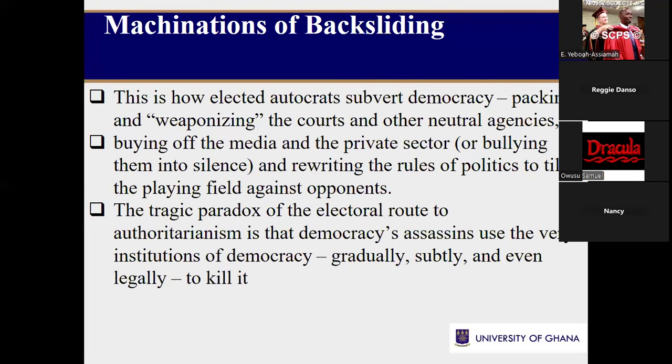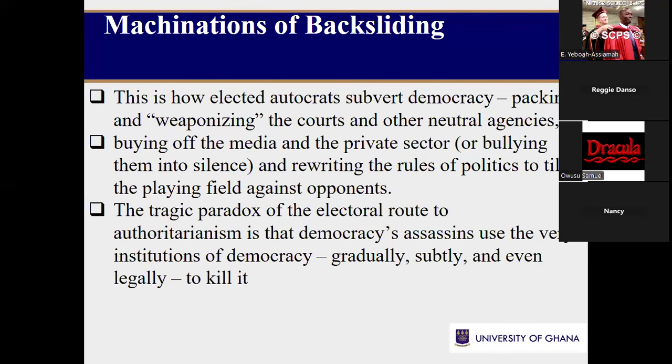Let's look at machinations of backsliding. You see, usually people may come to power through elections. But once they capture the political power, then they want all other things. So autocrats will come. Well, they are elected. The person is elected, he came through election, but within him, in the heart, he's an autocrat, just that he came through election. He believes in autocracy. He doesn't believe in participation or voice of the people. So once they assume power, they start to pack the court, and they use the court as a weapon. They weaponize the court and other neutral agencies like UCO, BNI, OSP, and the rest.